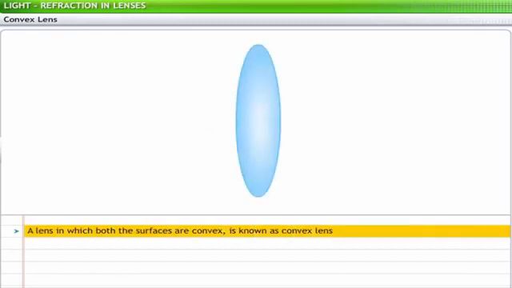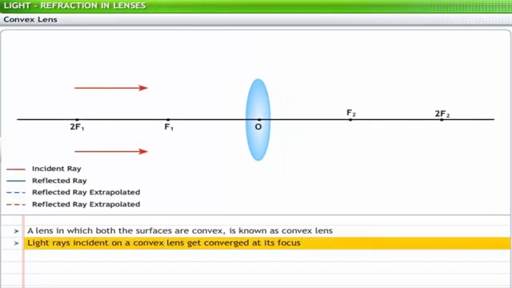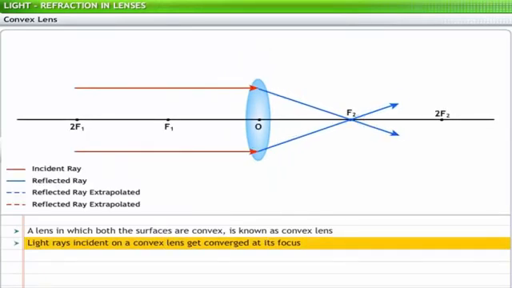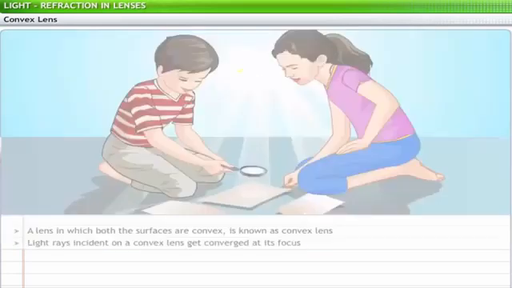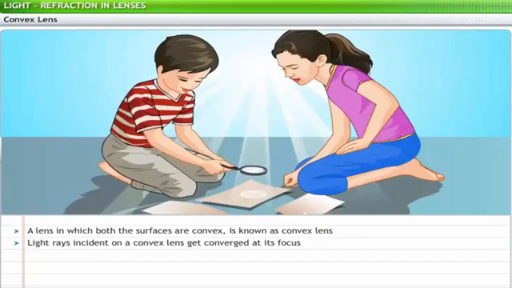A lens in which both the surfaces are convex is known as a convex lens. Light rays incident on a convex lens get converged at its focus. This is why a convex lens is also called a converging lens. Children often use them to make paper burn by making sun rays converge on a point on the paper.